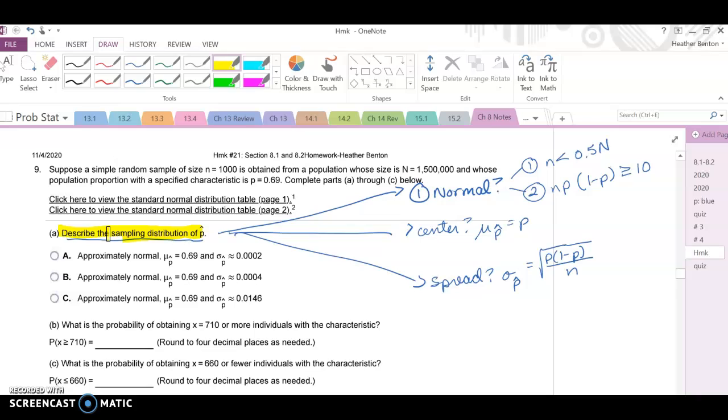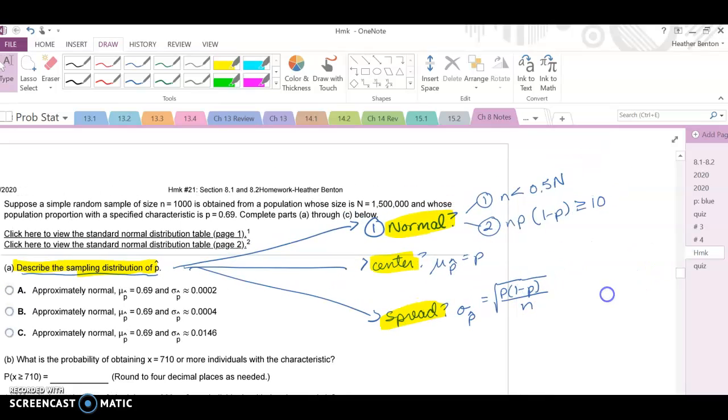When they ask us to describe the distribution, they're basically asking, is it normal? Is it bimodal? There's a bunch of different things we can get into, but primarily in chapters 8 and 9, we're looking at, is it normal? And then we're talking about the center, which means the mean, the mu, and then the spread, which is the standard deviation, because that tells us how fat or how skinny that bell curve is going to be. So how spread out is it going to be? First of all, is it normal?